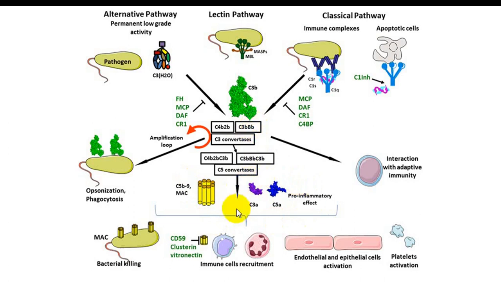This C5a, as well as the previous step C3a, are potent anaphylatoxins. These anaphylatoxins will recruit other immune cells. They will lead to endothelial or epithelial cell activation, as well as platelet activation. And the membrane attack complex, together with clusterin and vitronectin or CD59, helps in controlling the assembly of C9. Once C9 is assembled, it will lead to membrane attack complex mediated bacterial lysis, and the pathogen gets killed. So this is a nutshell, from the research paper, of how all these three pathways act under regular circumstances. But in today's lecture, we will be concentrating on the regulation of the complement pathway.